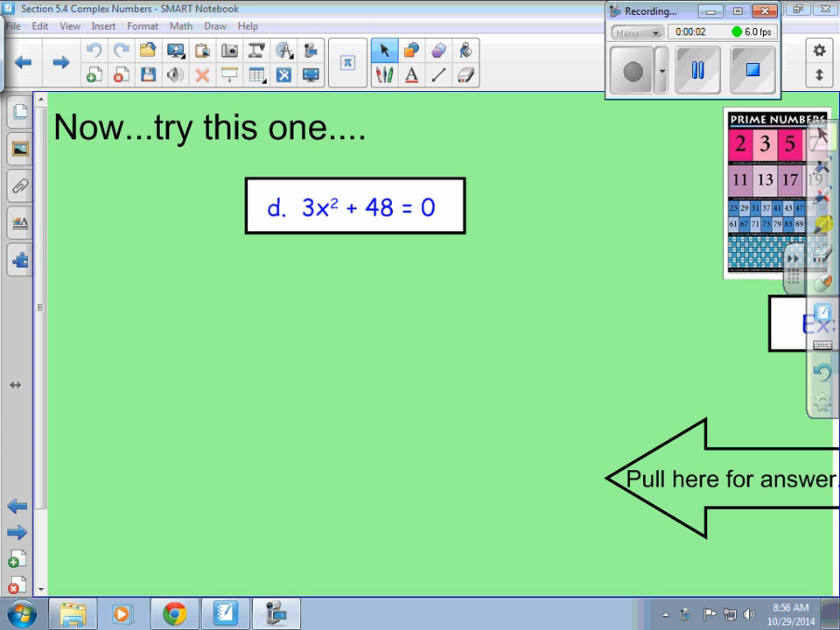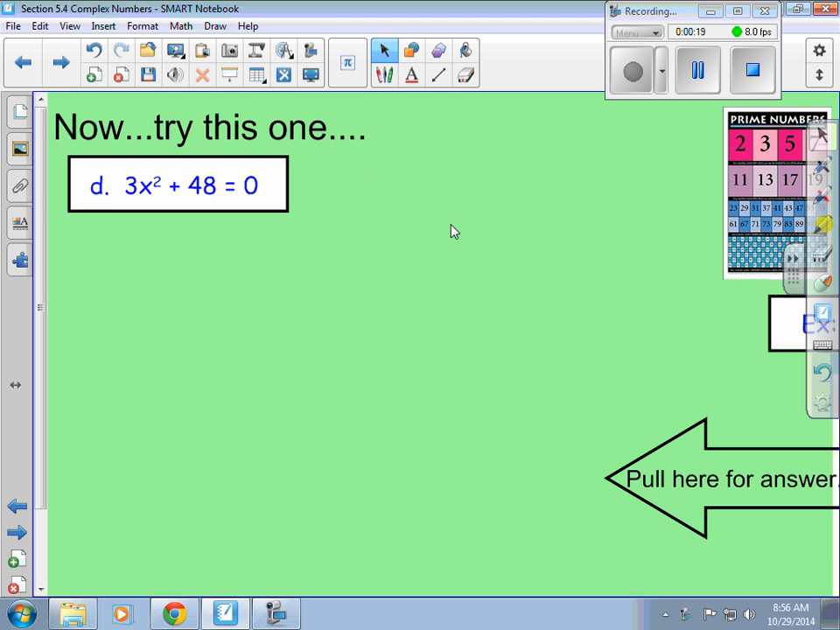Hello class, today we're going to go ahead and do section 5.4, day 2. So what we're going to talk about today is complex numbers and what they are. Complex numbers include imaginary parts, so there is such a thing called imaginary numbers. So let's go ahead and just look at example D from example 2.